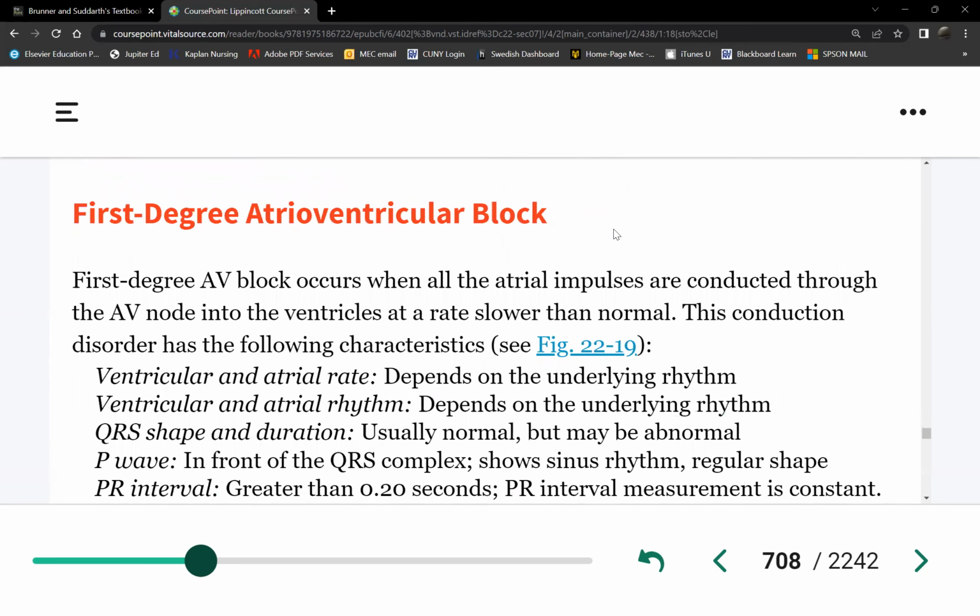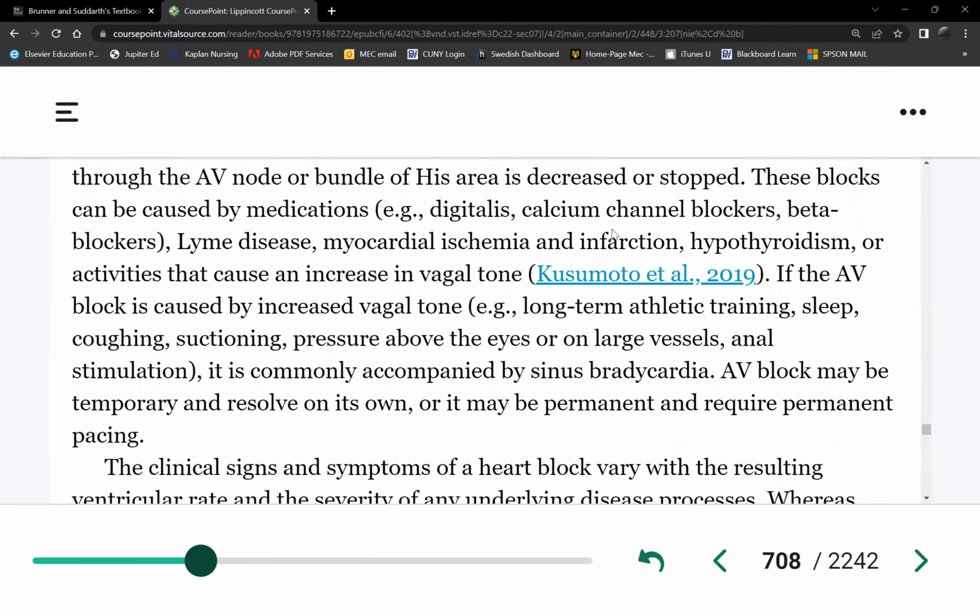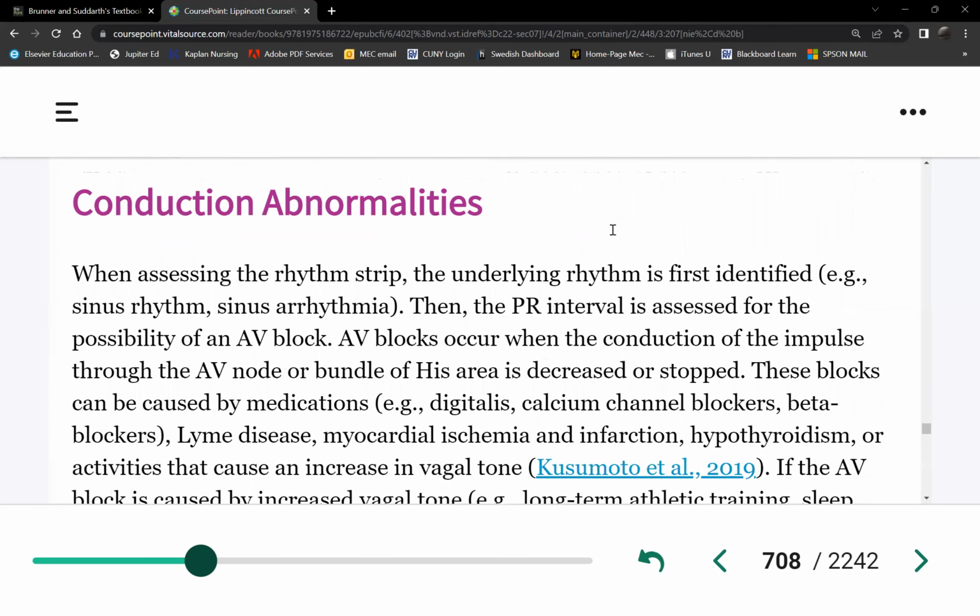Let's go to blocks now. There are 4 degrees of AV block. Why are they called AV blocks? Well, it's a conduction abnormality, meaning somewhere between the SA node and the AV node, something is blocking the impulse. Is the impulse from the SA node reaching the AV node? No, it's not. Okay, so there are varying degrees again.